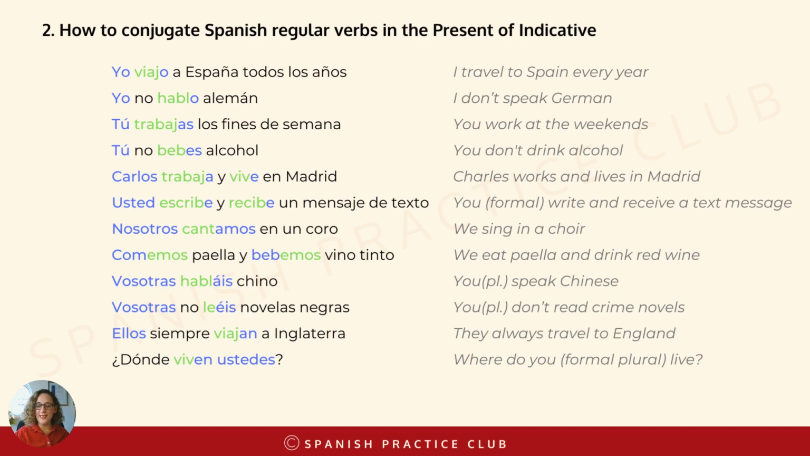You speak Chinese. Vosotras habláis chino. You don't read crime novels. Vosotras no leéis novelas negras. They always travel to England. Ellos siempre viajan a Inglaterra. Where do you live? ¿Dónde viven ustedes?